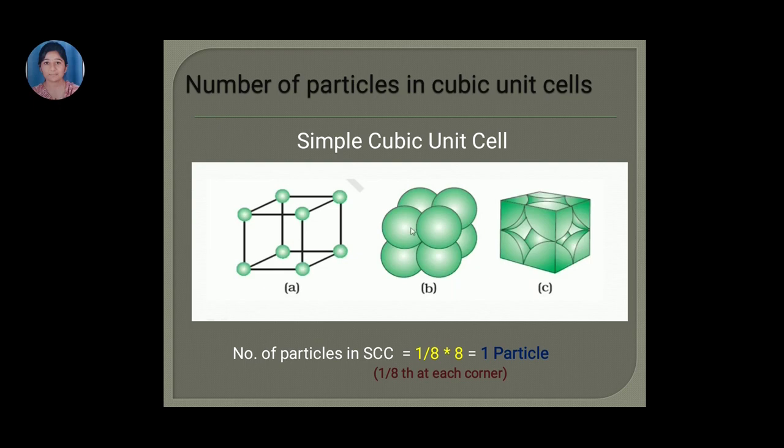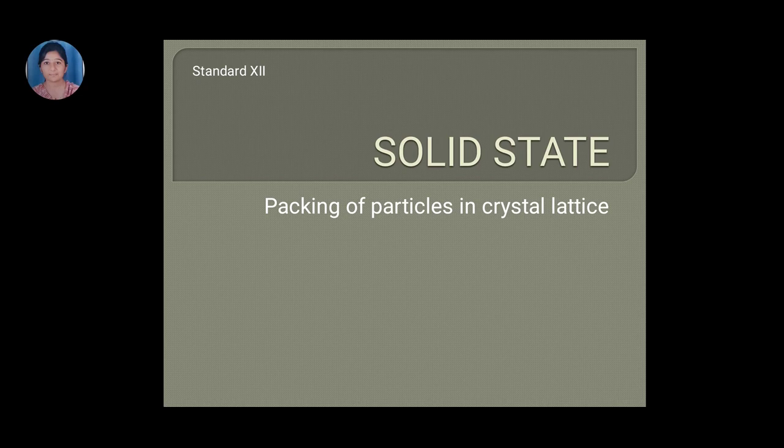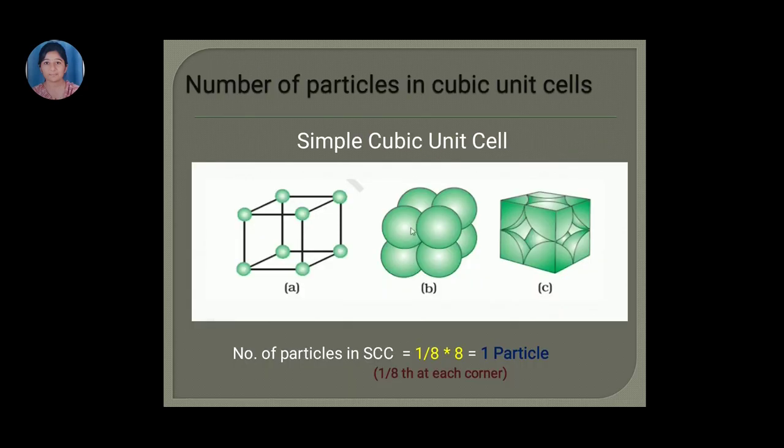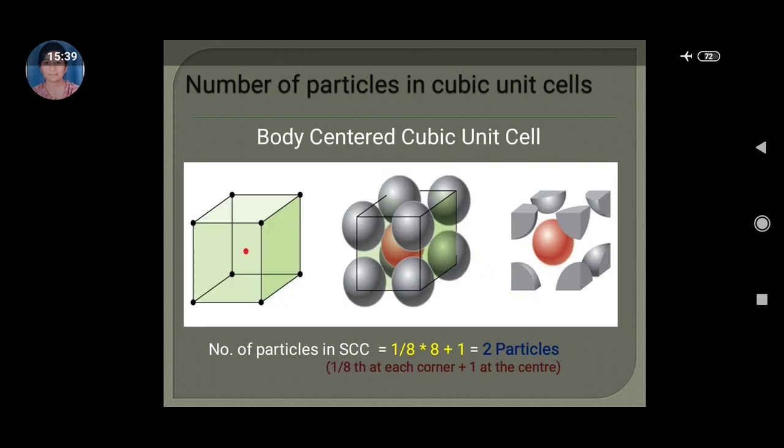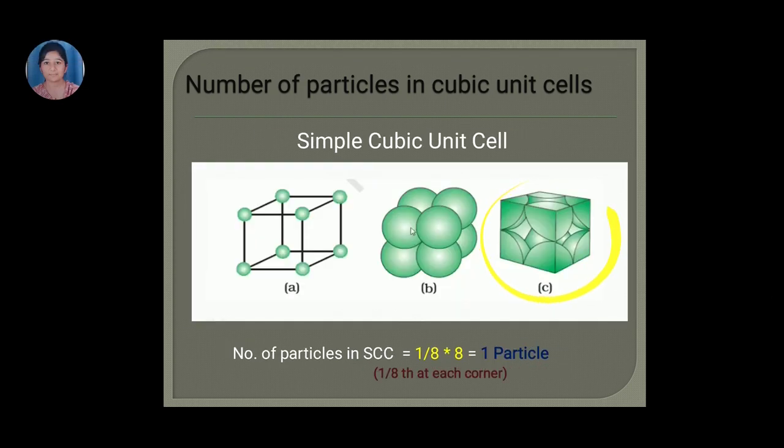So let us have the number of particles in simple cubic unit cell. If you can see the simple cubic unit cell over here, you can see that at the 8 corners of the cube, 8 atoms or 8 particles are present. But if you look at this figure, this is the actual way in which they are arranged.